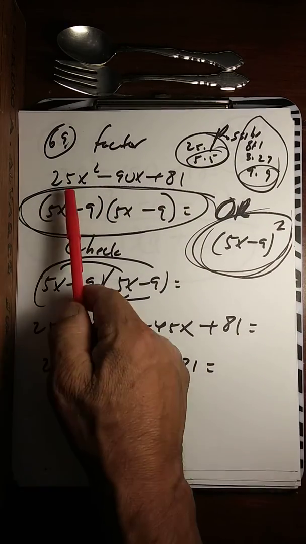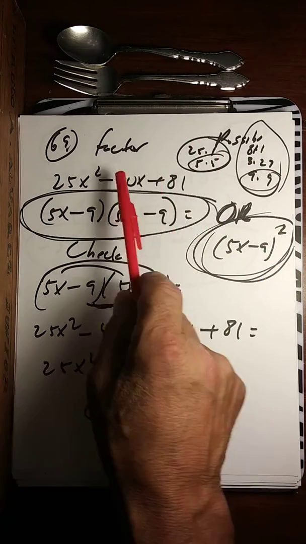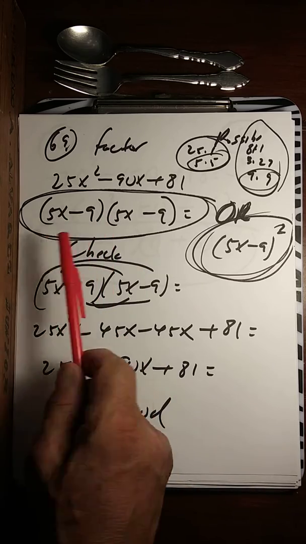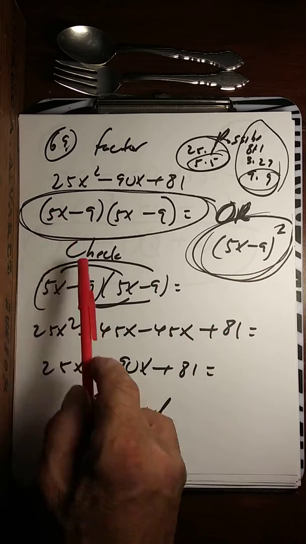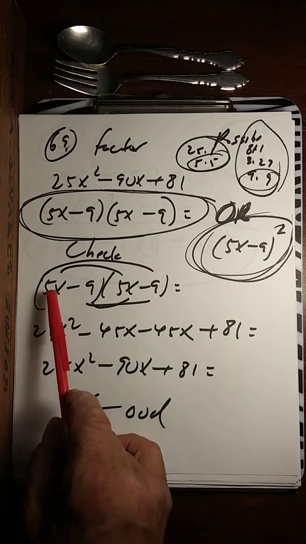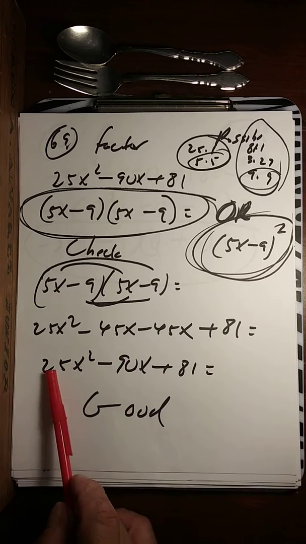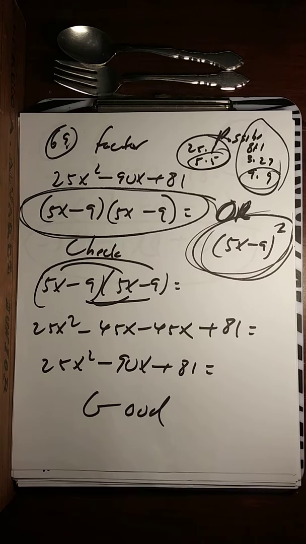Factor this. So we have possible answers for both, the first one and then the last part. So we're going to go with these numbers here. I think. Let's check it. 5x minus 9, or this one, 5x minus 9 squared. So let's check this. 5 times 5, 25x squared. That's minus 45. Minus 45 plus 81. 25x squared minus 90x plus 81, which is that. So that means that's the answer.